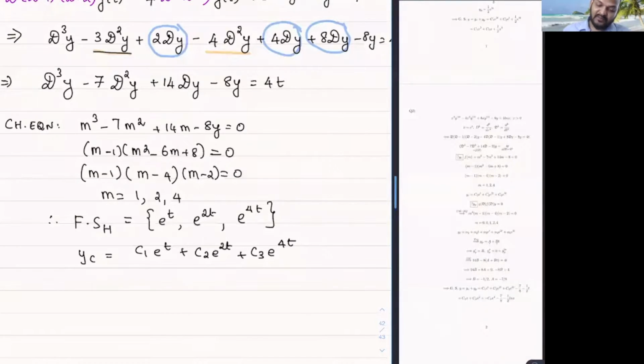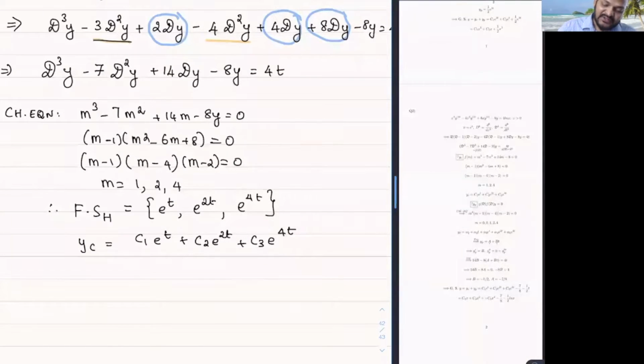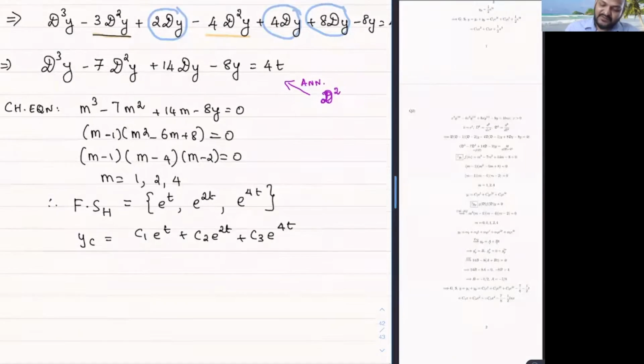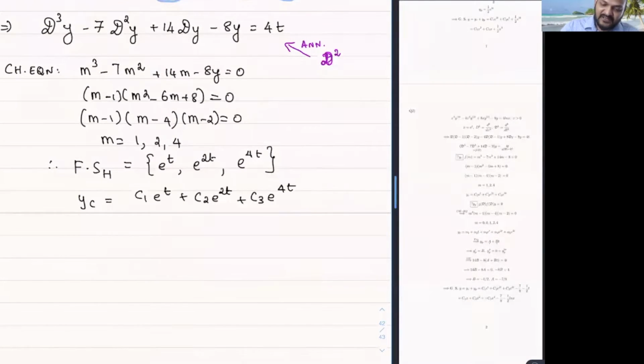Now I have to find the yp because it's a non-homogeneous problem, right? So to do that, let me find the annihilator for the non-homogeneous part, right? The annihilator is simply d squared. I should put a script d squared, right? The second derivative will make that 0. So therefore, this is my g of d, right? And this is my f of m.